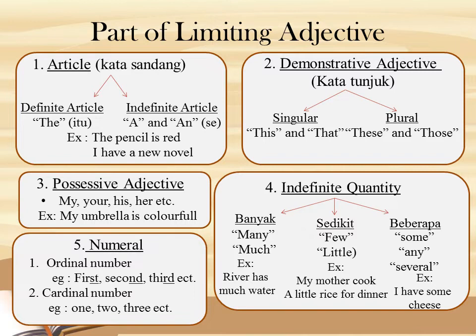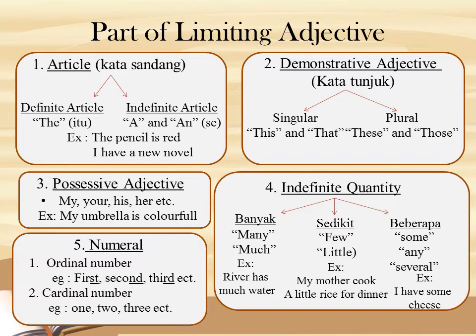Dan yang kedua yang berarti sedikit, such as few and little. For example, my mother cooked a little rice for dinner. Few is for countable nouns and little for uncountable nouns. Yang terakhir yang berarti beberapa, such as some, any, and several. For example, I have some cheese.